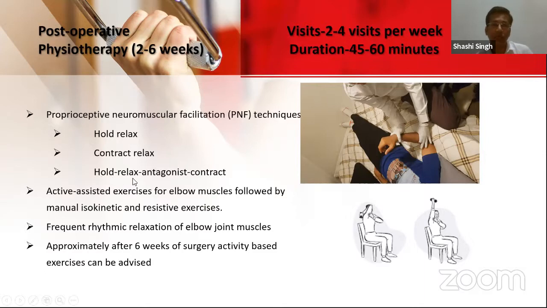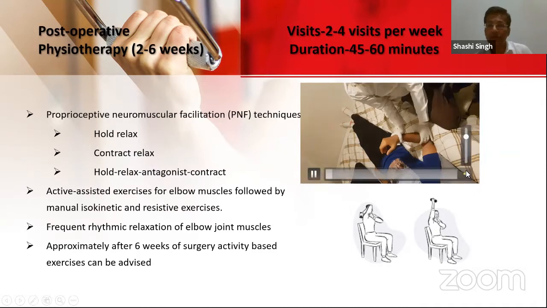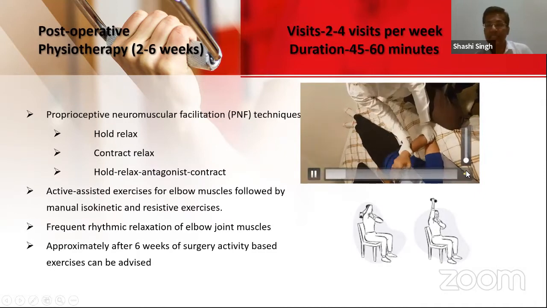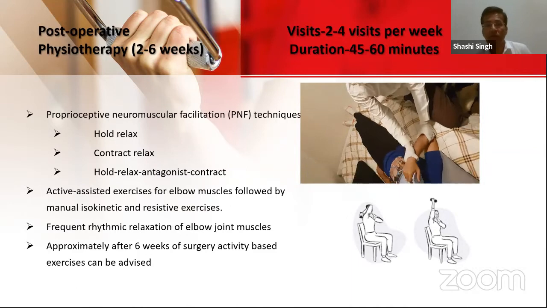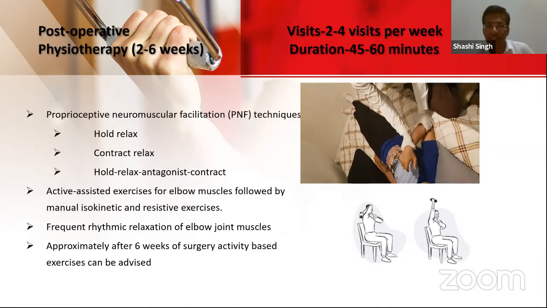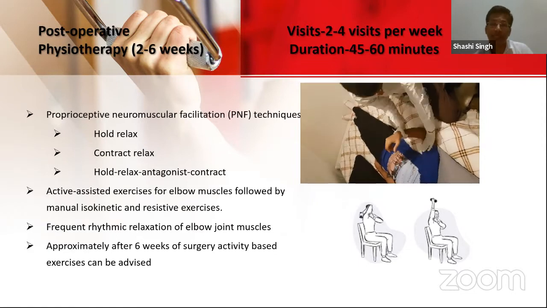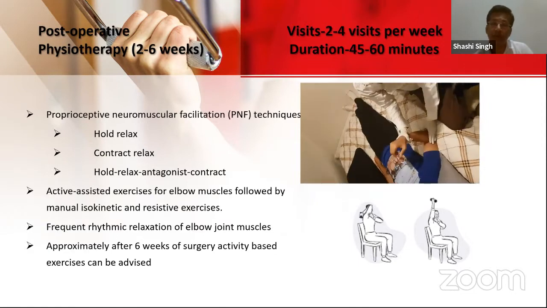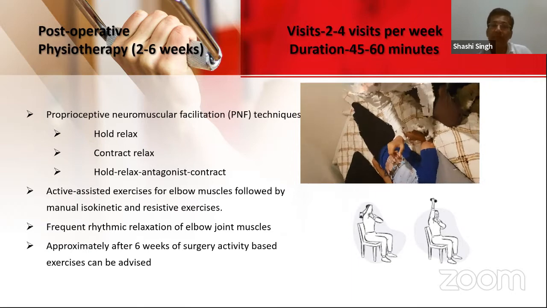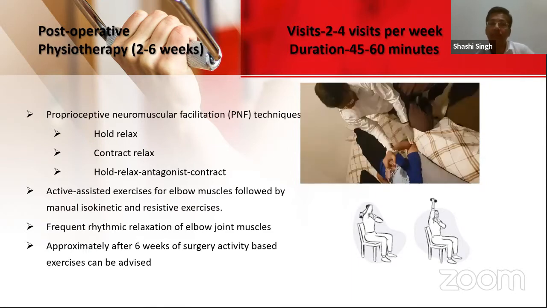The third technique is hold relax antagonist contract. Here again I am showing for triceps. Here there is passive stretching of the triceps, followed by relaxation, and followed by the antagonist muscle, that is the biceps here. This is the biceps, followed by contraction of the biceps muscle. This is called hold, relax, antagonist contract.